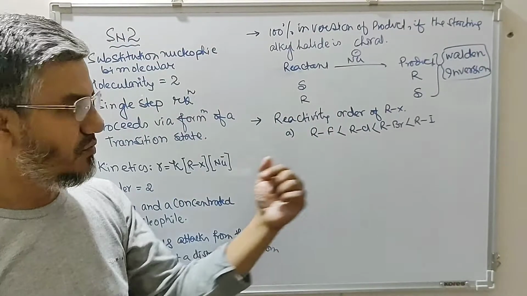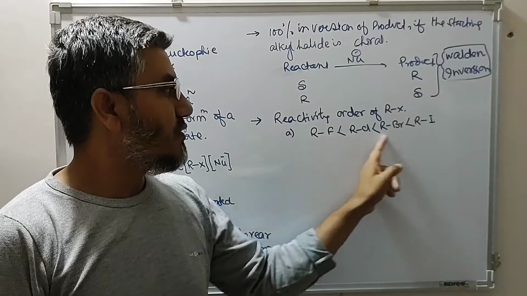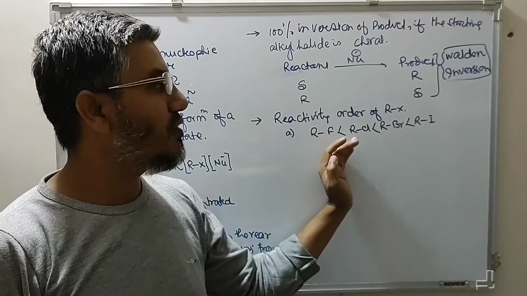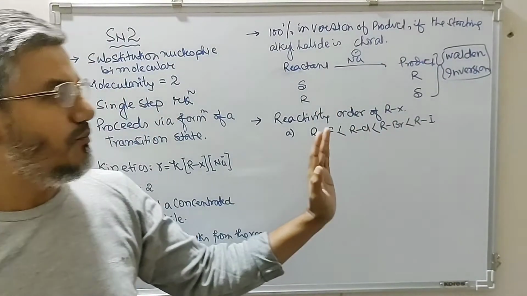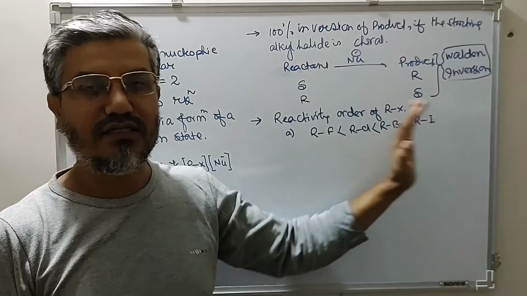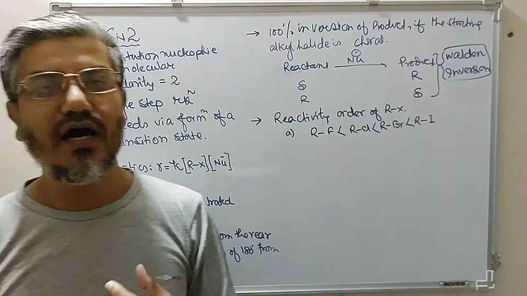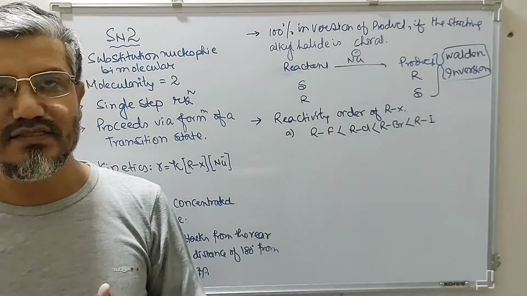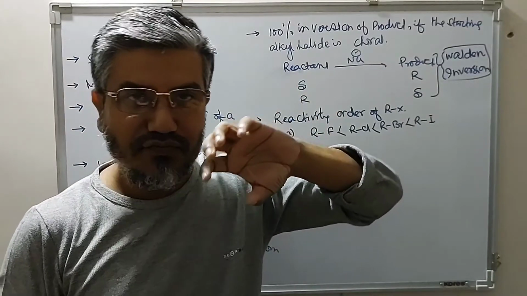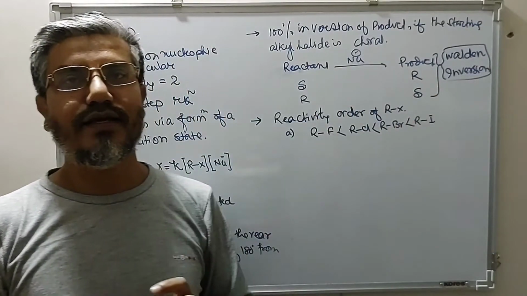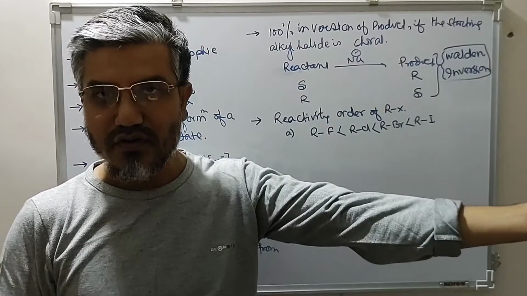Why is this so? Because as the size of the halogen increases, bond length increases. As the bond length increases, bond strength decreases. As the bond strength decreases, the tendency for breaking of the RX bond increases from fluorine to iodine. So if the breaking tendency of the RX bond increases, then there is an increase in the rate of reaction.